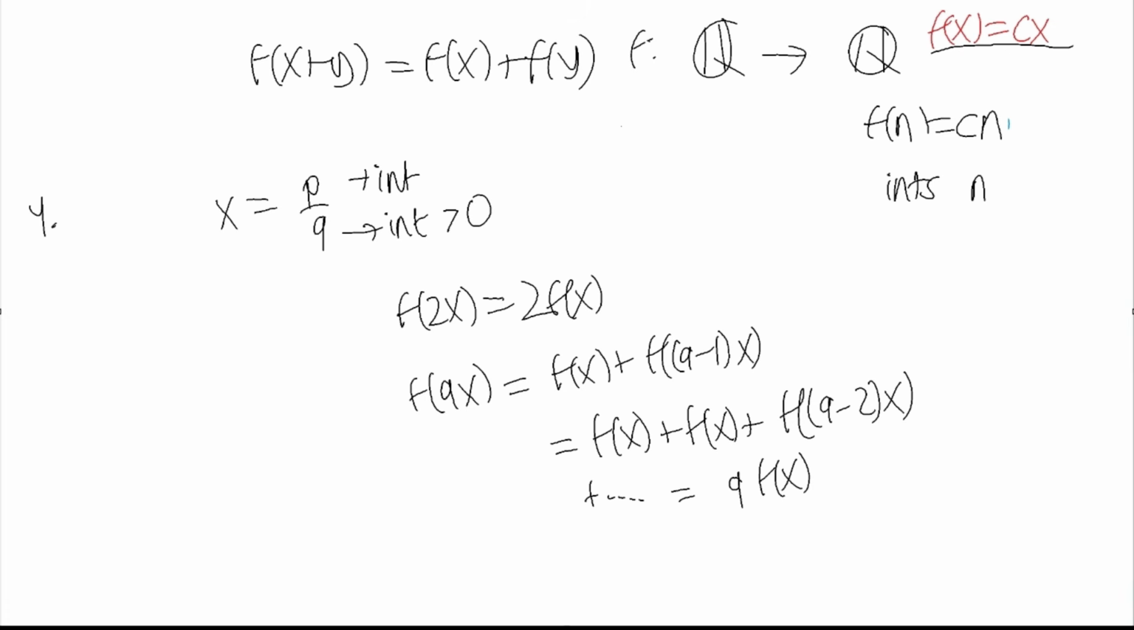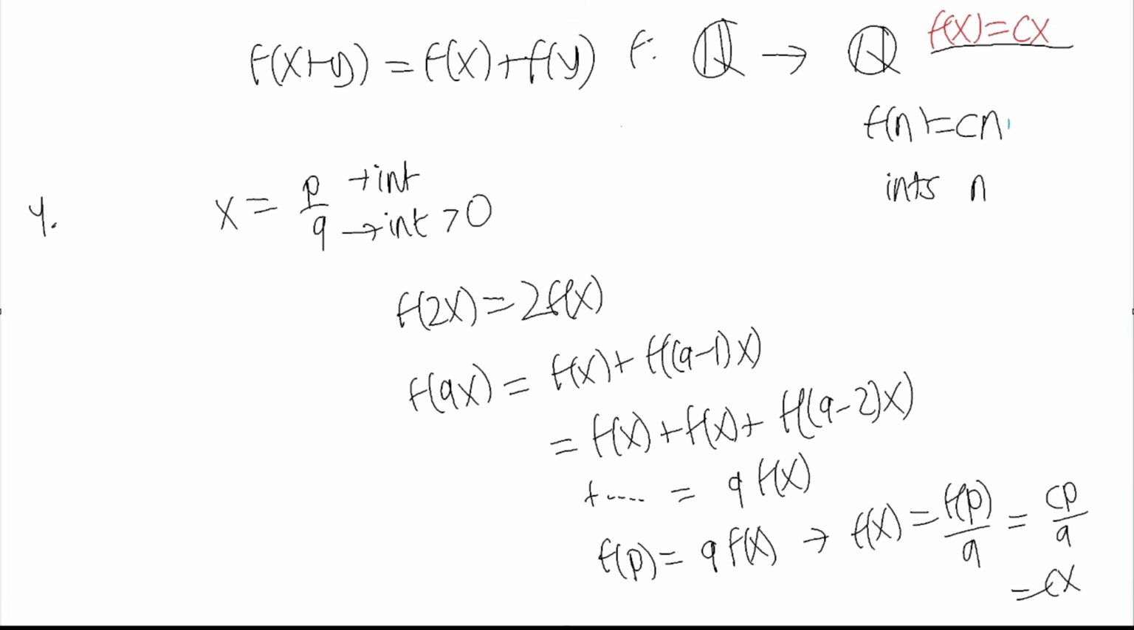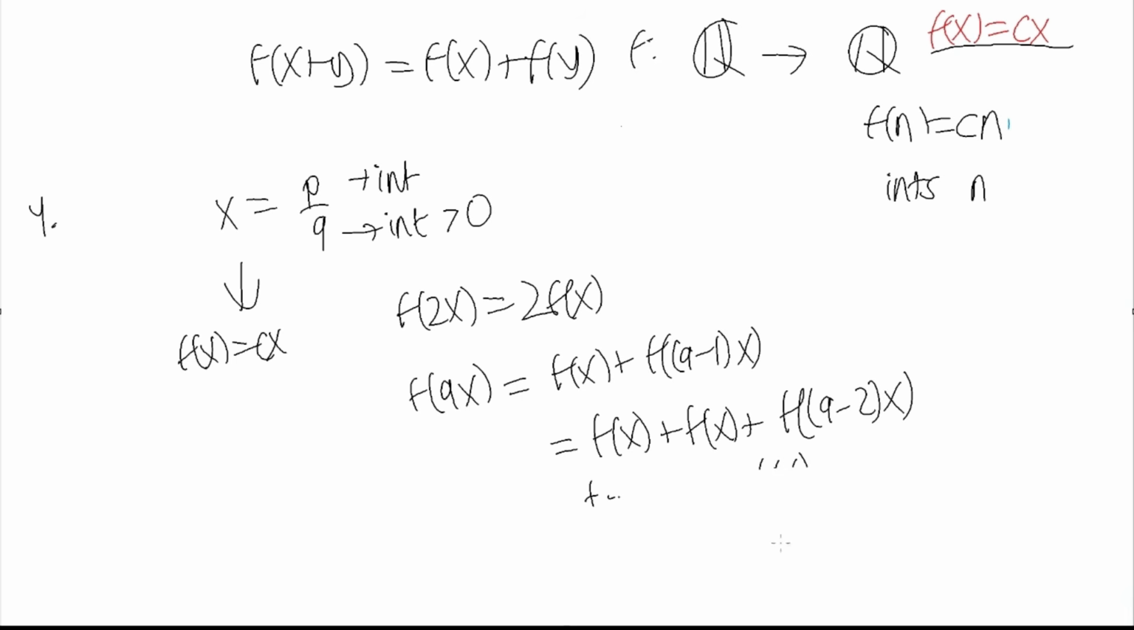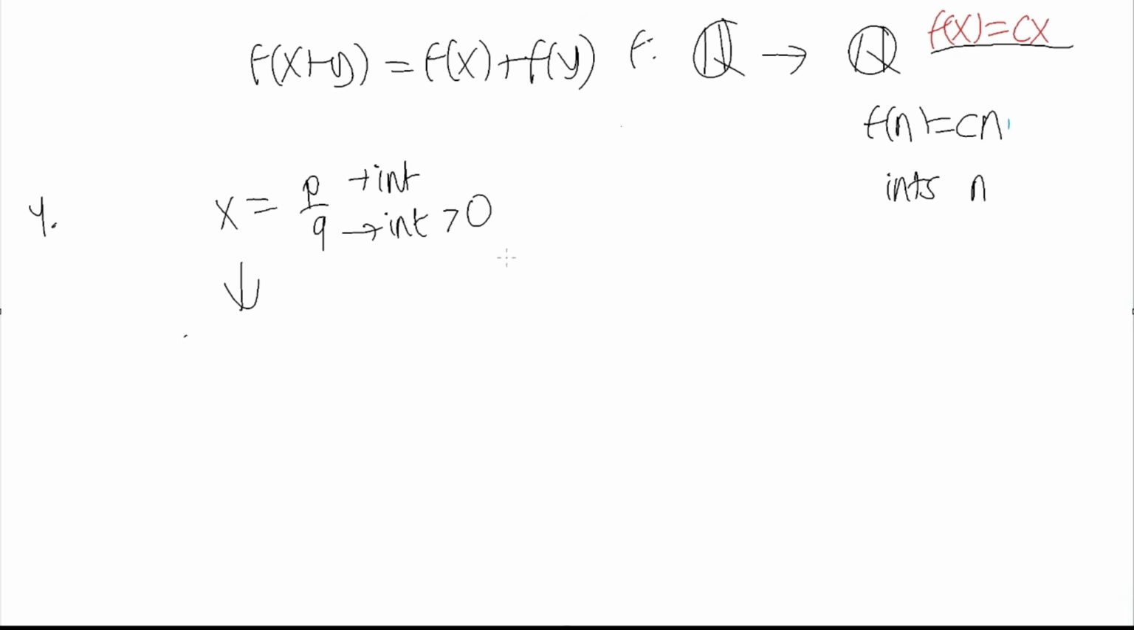And then when we plug in x equals p over q, we get f of p is equal to qf of x, or f of x equals f of p over q, which is cp over q, which is cx. And therefore, we have shown that for this x, f of x equals cx. And this means that f of x is equal to cx for every single rational number x. And this cleans up the mess we have.